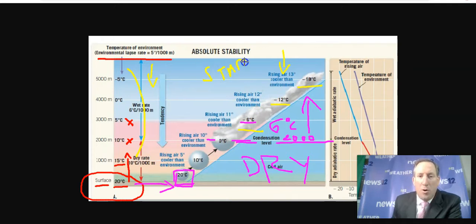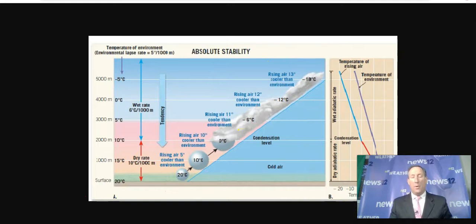So if your air parcel is cooler or colder than the environment, this is said to be stable and air wants to sink. Sinking air is not conducive to more clouds and precipitation. So this is considered a stable environment. So this is a stable environment, okay? So hopefully you understand that.